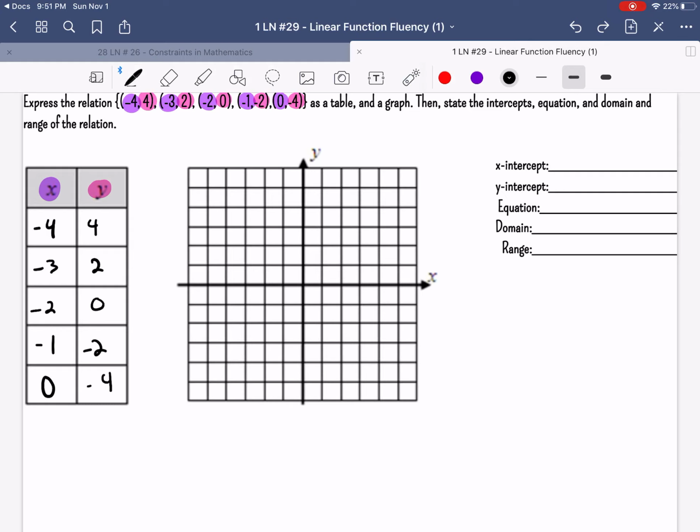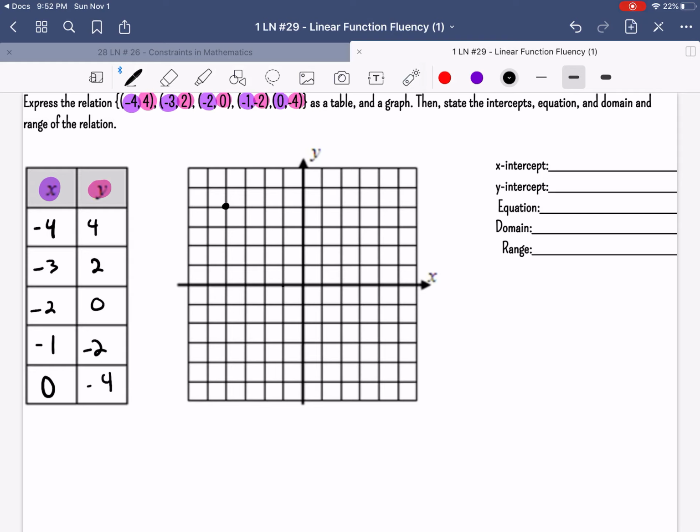So now I can graph these. You can write the numbers if you want, but I'm not going to do that because I don't want to waste any time. So let's see, -4, 4. I'm going to go over to -4 on the x-axis, so 1, 2, 3, 4, and I'm going to go up 4, 1, 2, 3, 4 on the y. I'm going to graph that point.